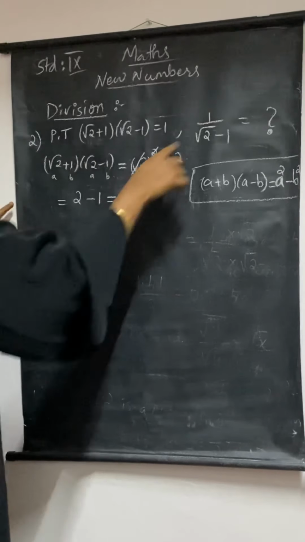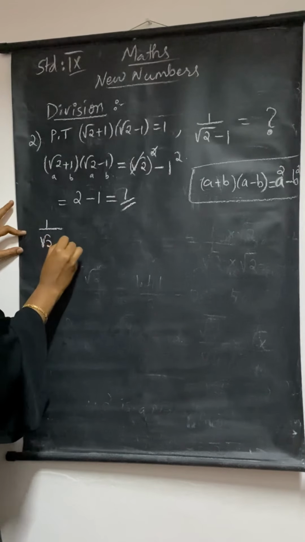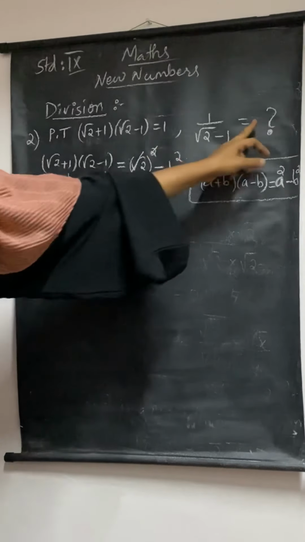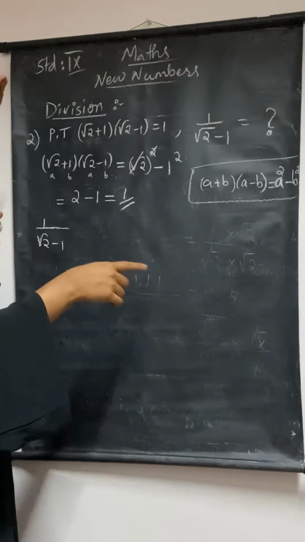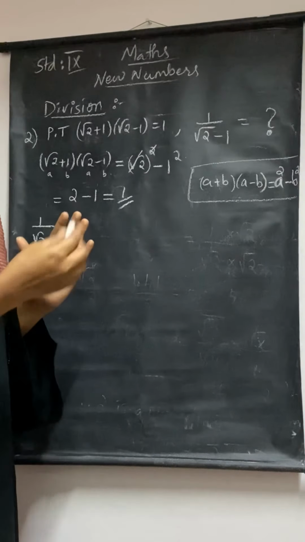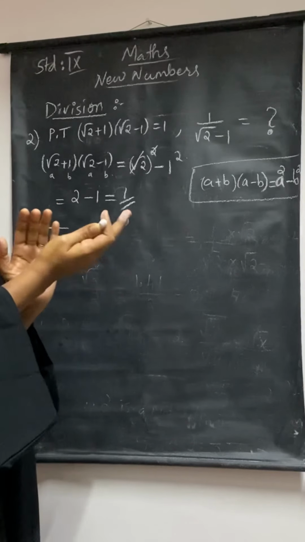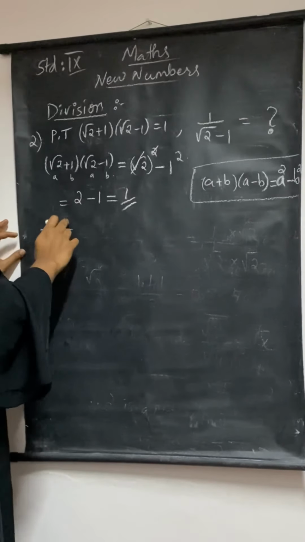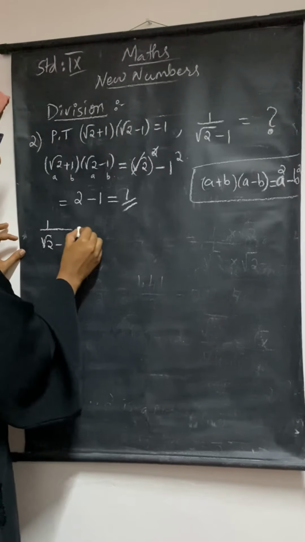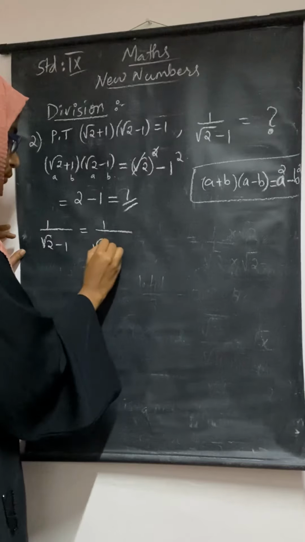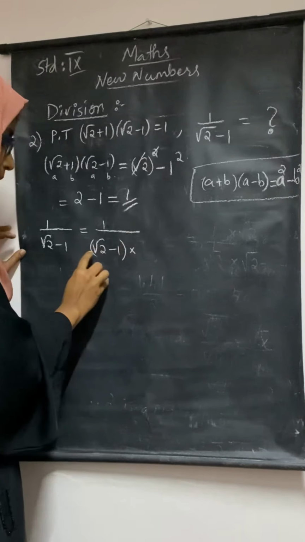Now using this, you have to compute this one: 1 by root 2 minus 1. We want to find the answer of this one now. We told in the previous problem that whenever a square root number comes in the denominator, you have to multiply the same number in the denominator and the numerator, so that the square root will cancel. So we want to cancel the square root.